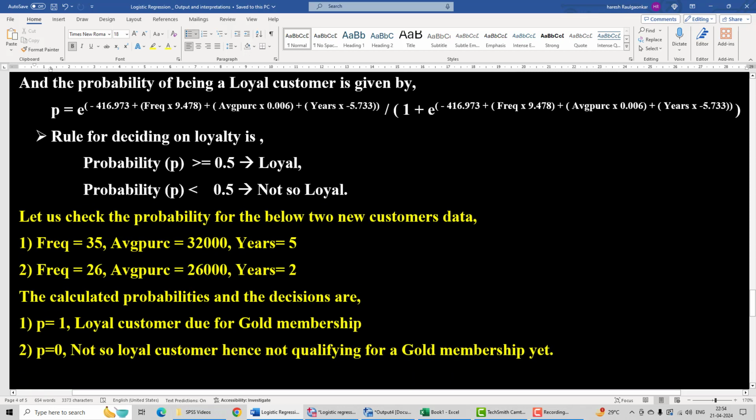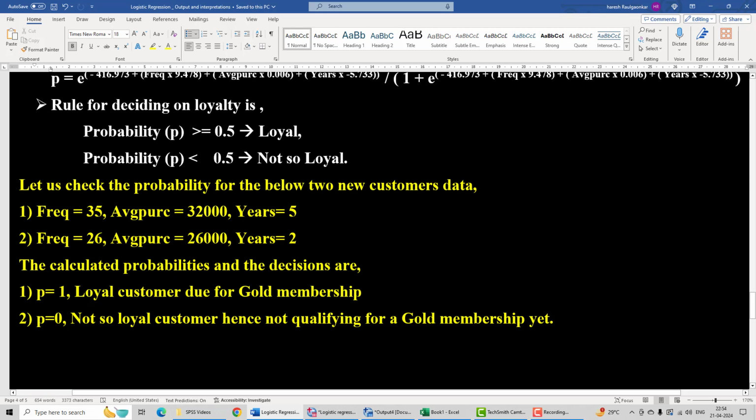And so calculated probabilities are coming. In the first case, p equal to 1, which clearly indicates a loyal customer due for gold membership. And in the second case, probability is coming 0, so we consider not so loyal customer, hence not qualifying for gold membership yet. So this is how we use the logistic regression analysis.